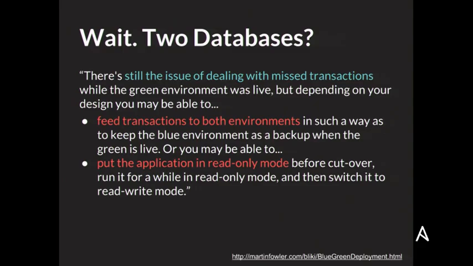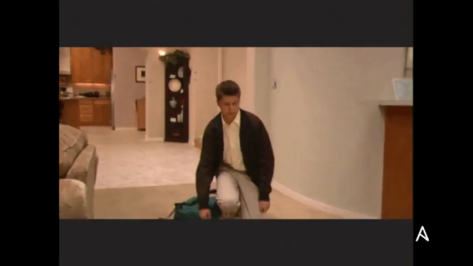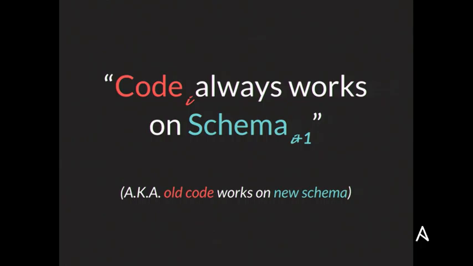So in Fowler's document, he talks about dealing with missed transactions, because obviously you need to switch databases at some point. So you can either feed transactions to both environments, which sounds messy, or you can put the application in read-only mode, which sort of violates my initial principle of not interrupting the customer's flow at all. So with our particular methodology, we just give up. Why try to do those things that are really hard when you don't actually need to?